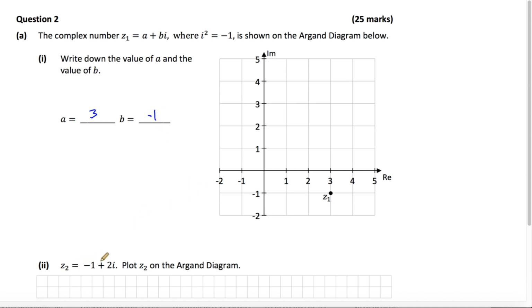Part 2, z2 is equal to -1 plus 2i, and you have to plot this in the Argand diagram. So starting at the origin, we go -1 on the real, and then plus 2 on the imaginary. We end up here, and always label those coordinates, always label them. So that's z2.